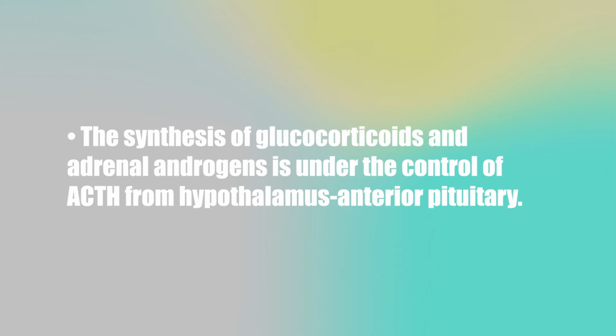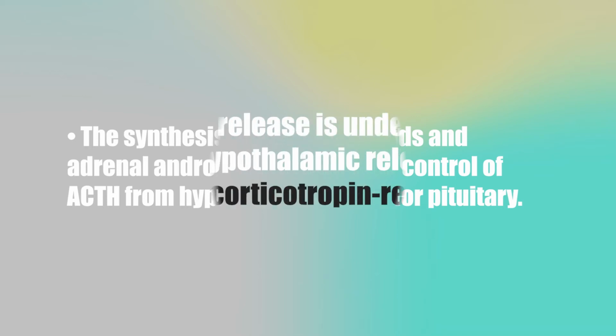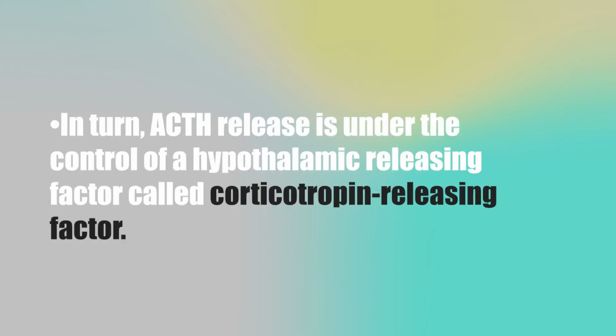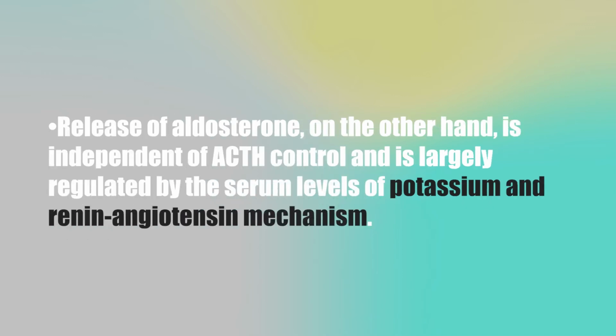The synthesis of glucocorticoids and adrenal androgens is under the control of ACTH from the hypothalamus and anterior pituitary. In turn, ACTH release is under the control of a hypothalamic releasing factor called corticotropin releasing factor. Release of aldosterone, on the other hand, is independent of ACTH control and is largely regulated by the serum levels of potassium and the renin-angiotensin mechanism.